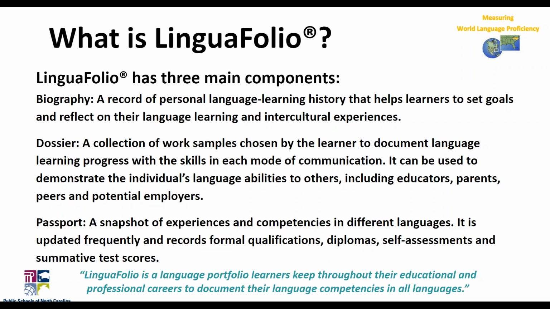It's updated frequently, and it also records things like formal qualifications, like a degree or diplomas, or even diploma endorsements like North Carolina's Global Languages Endorsement, our seal of biliteracy. It might have some self-assessments or even summative test scores. If students have taken something like the AP World Language Exam in the languages they're learning, it would record that information there, because that's a quick snapshot of where they are with their language learning.